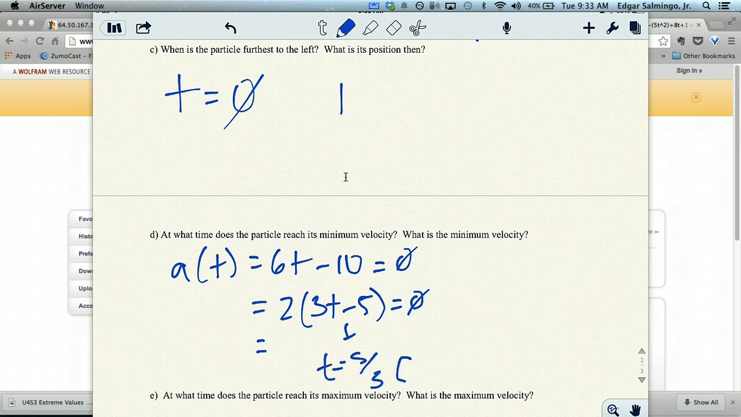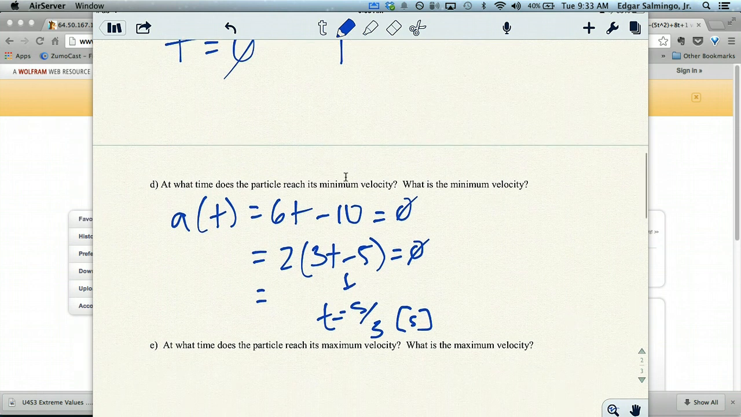So the only critical number I have is 5/3. When I'm testing though, I have 3 values I'm going to test. I have my critical number, but I also have my endpoints. Remember, endpoints are 0 and 3.